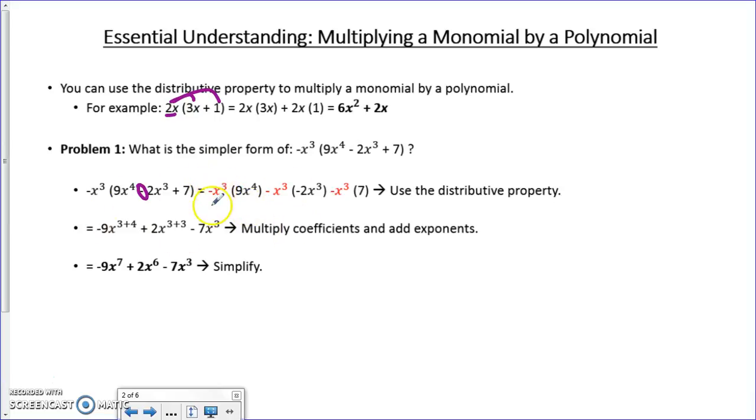So negative 1, that's the coefficient here. Negative 1 times 9 is negative 9x to the 3 plus 4 power. Plus, because negative times a negative is a positive, 1 times 2 is 2, x to the 3 plus 3 power, and then negative 1 times 7 is negative 7x cubed. So then you just simplify: negative 9x to the 7th plus 2x to the 6th minus 7x cubed.